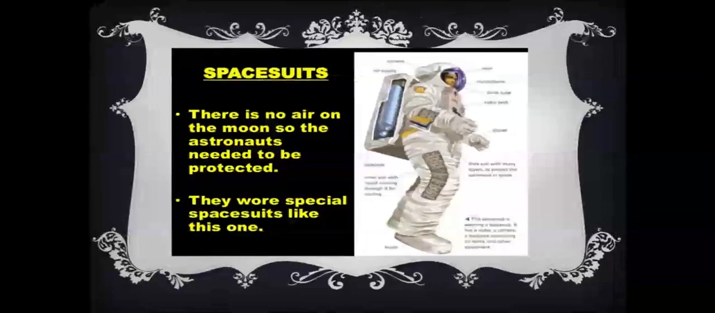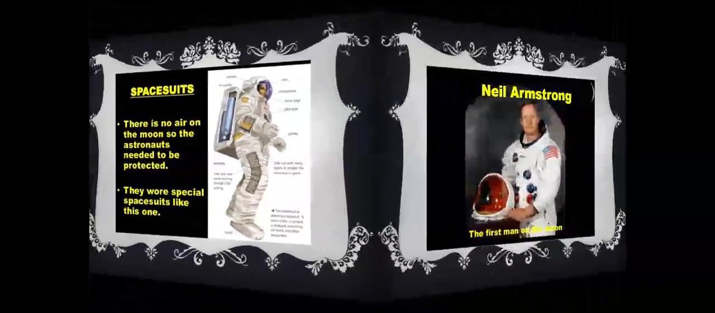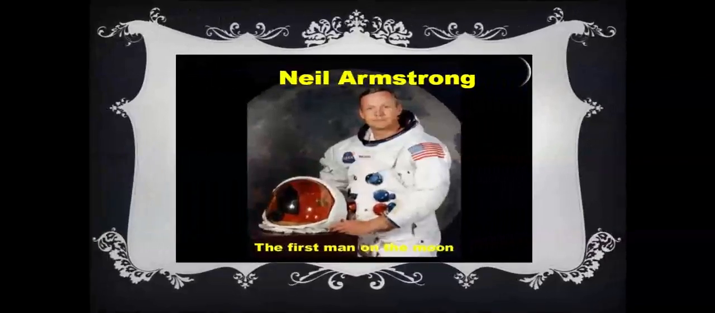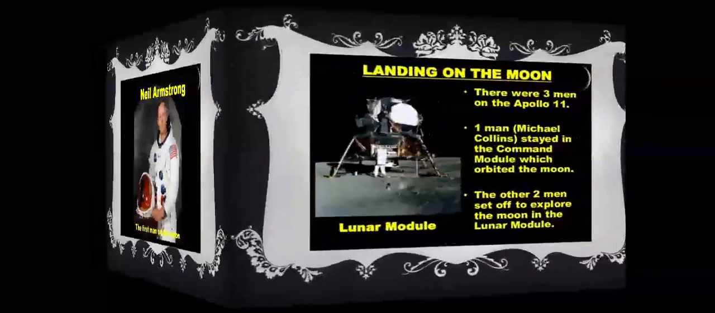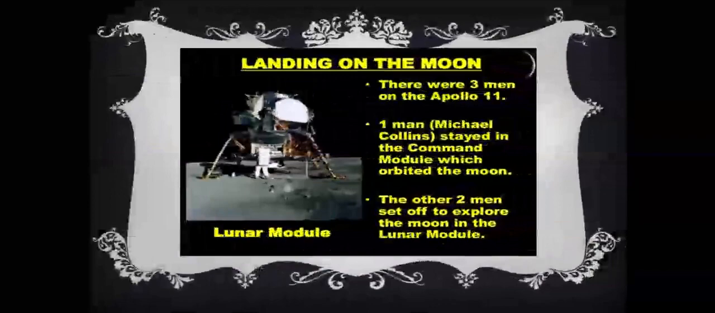Children, the first man who stepped on the moon was Neil Armstrong. And children, it was on July 20th, 1969 when he stepped on the moon. And as we all know, there were three men on Apollo 11: Neil Armstrong, Michael Collins, and Edwin Aldrin.